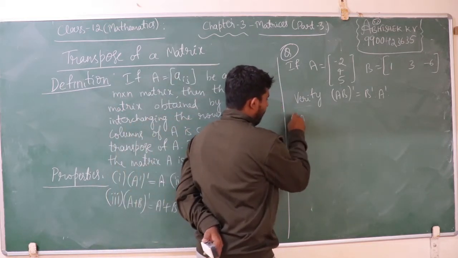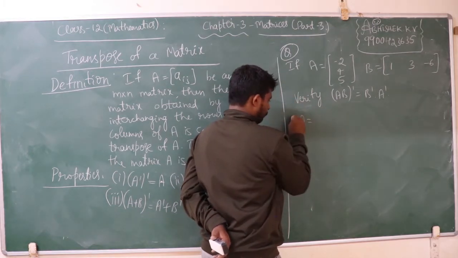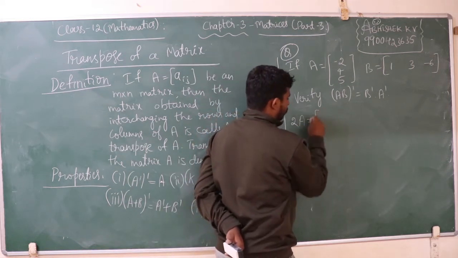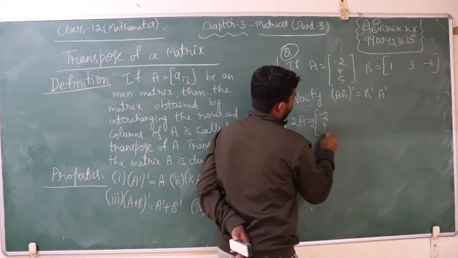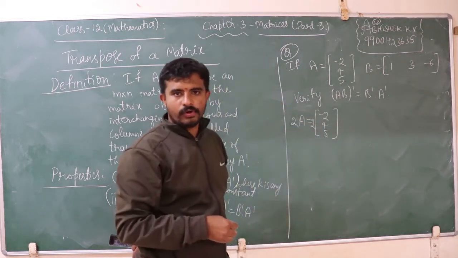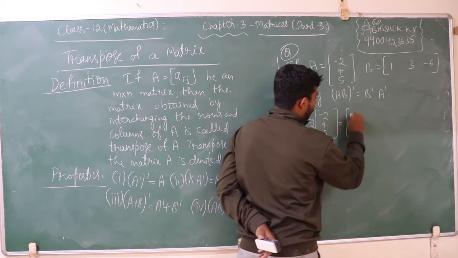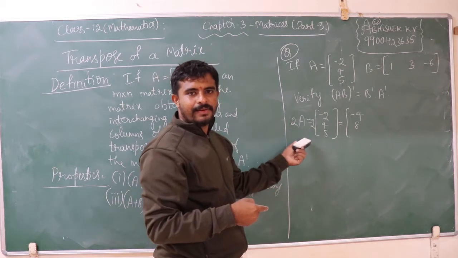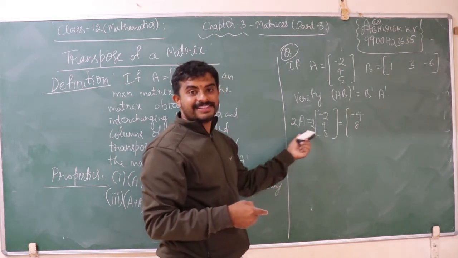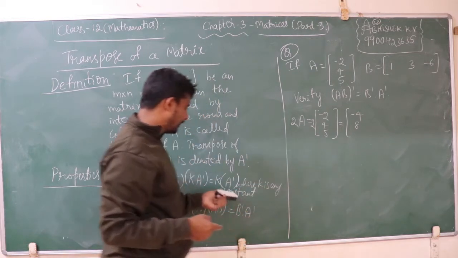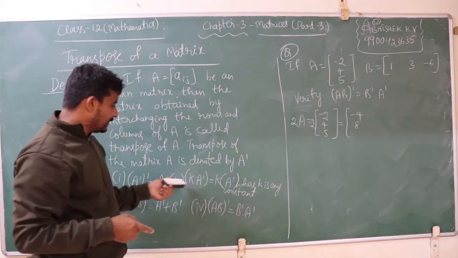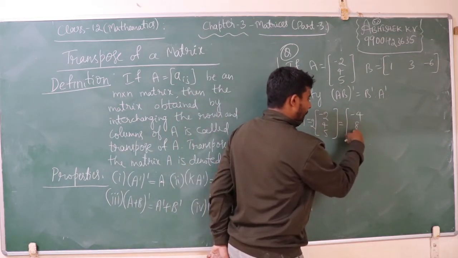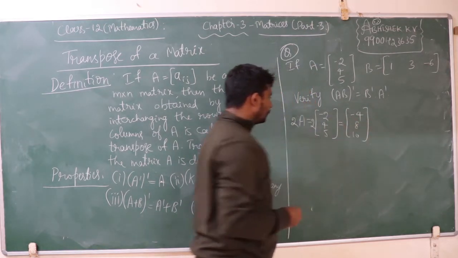See, if I consider the matrix K into A, that is 2 into A, 2A is equal to 2 into minus 2, 4, 5. This is equal to minus 4, 8, 10. This is multiplication of a matrix by a scalar. What is the scalar here? 2. 2 is any constant. See, 2 into A is equal to 2 times minus 2, 4, 5, which is minus 4, 8, 10. This is 2A.